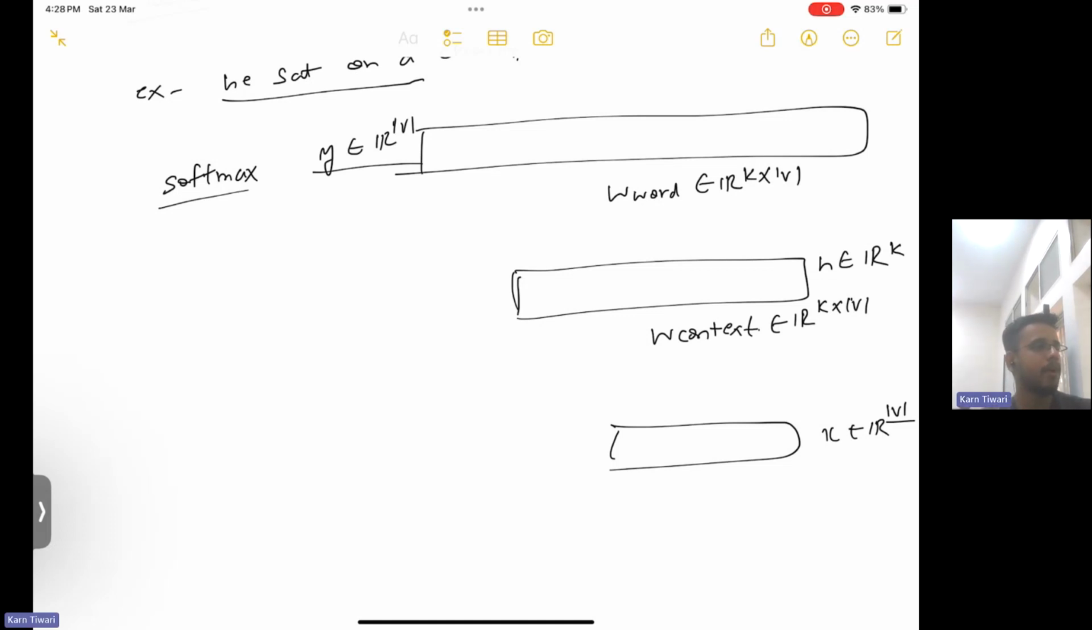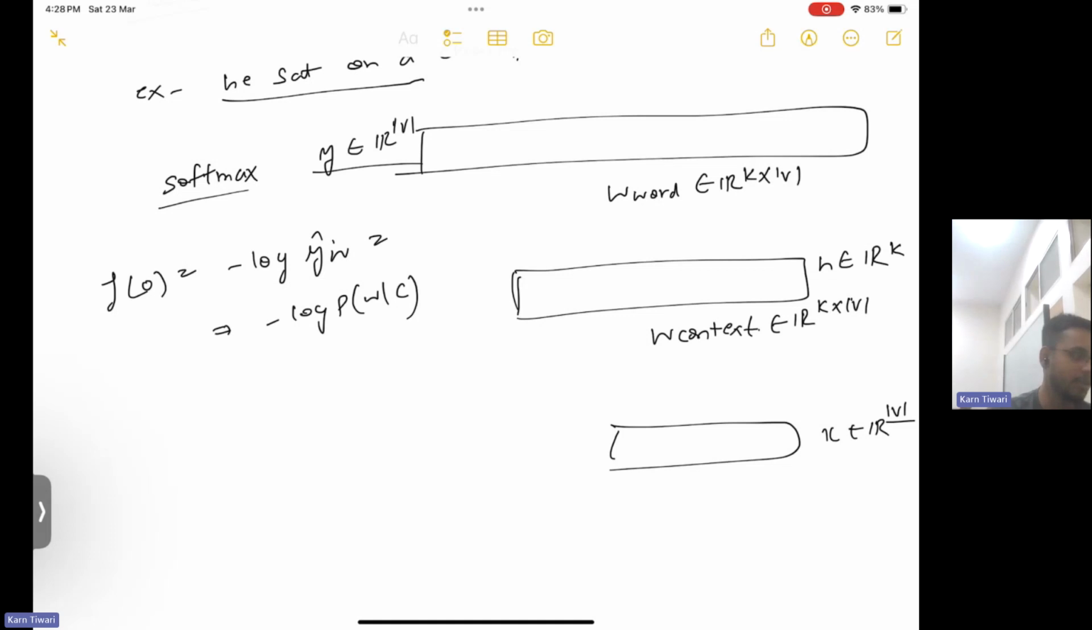So now the question is, how can we train such a model? We will define the same loss we defined for classification in the previous weeks, that is the cross entropy loss. The cross entropy loss is defined as minus log of y predicted, which is equivalent to minus log probability of the word given a context. Here y is just the softmax, so we can substitute it into the loss and get a full expansion.